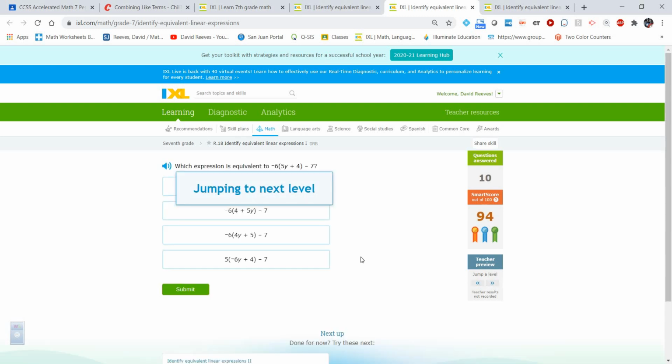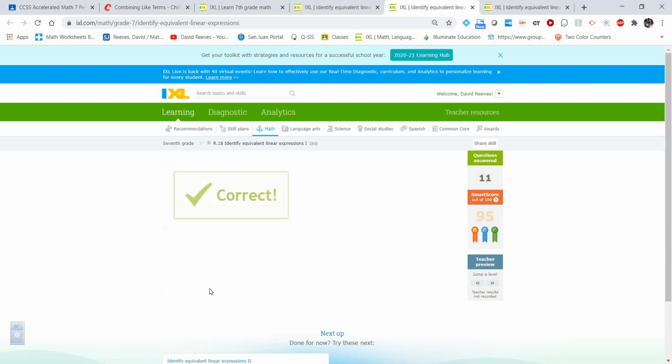All right. Right here, are they going to make us simplify? They're not making us simplify. How disappointing is this? All right, so negative 6 times 5y plus 4, that's going to be the same as 5y plus 4 times negative 6. So they switch the order around inside the parentheses, and that is the commutative property of addition.